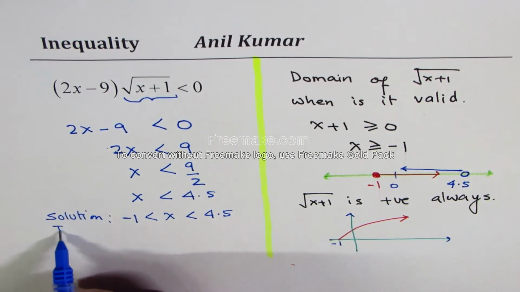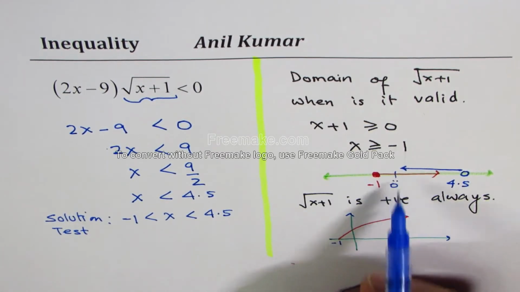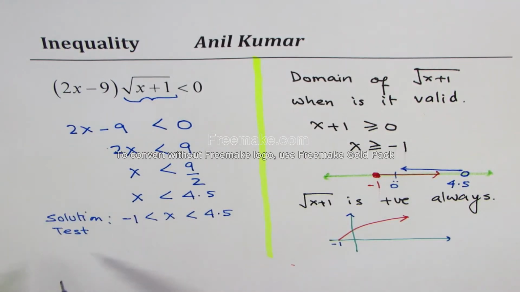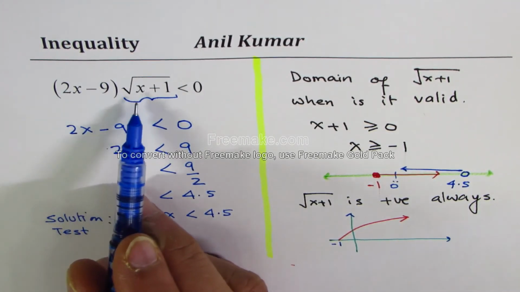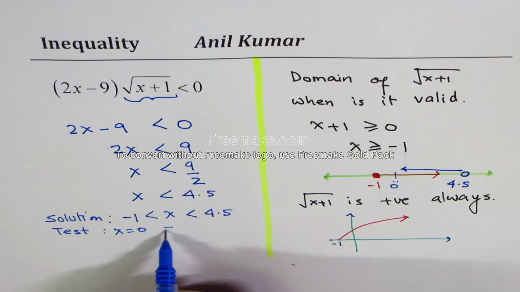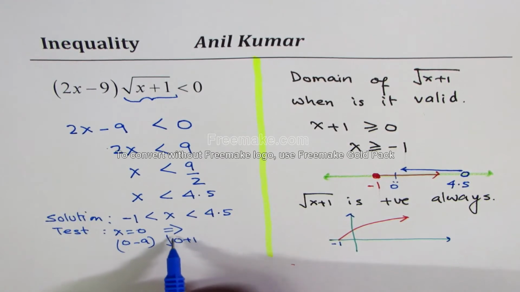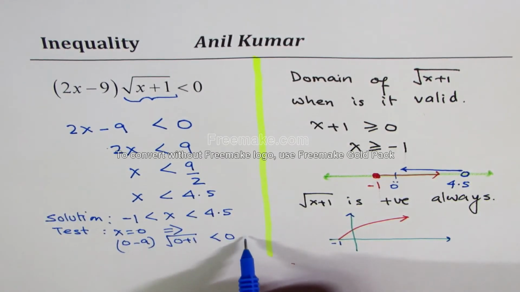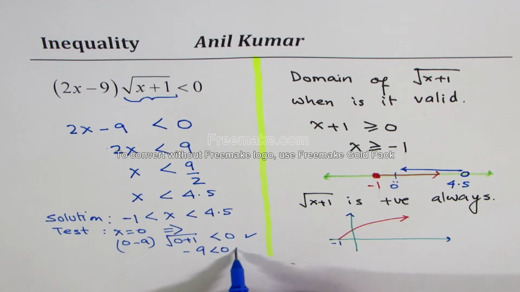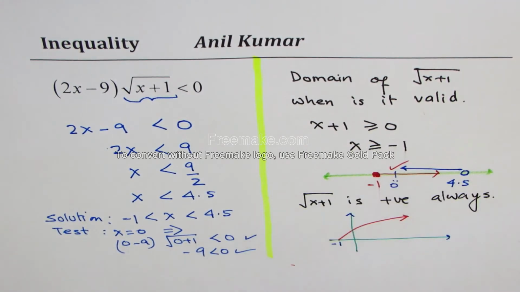You can test also, right? So I'd like you to test the solution by putting some values in between. 0 is a good value. So if I substitute 0 here, what do I get? Test x equals 0 gives me 0 minus 9 times square root of 0 plus 1, which is less than 0, correct? We know minus 9 is less than 0. So that is the correct answer, right? One test is enough. We tested the point 0. It is within the interval. It is not necessary, but kind of important.